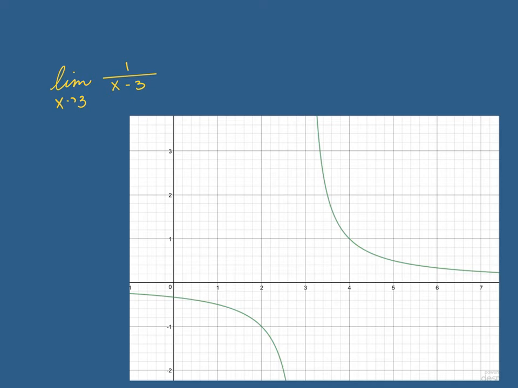Let's look at one more. This time we've got the limit as x approaches 3 of 1 over x minus 3. So my graph's going to be a little different. Notice it's a rational function, which we just took a test on today. And I've graphed that below. And we've got our two curves, just like you would for a rational function, with a vertical asymptote at x equals 3. So I'll draw that in.